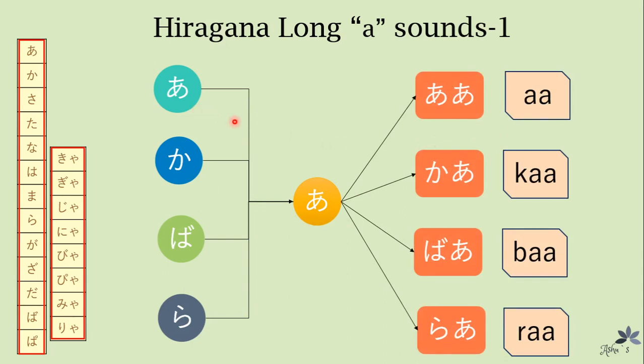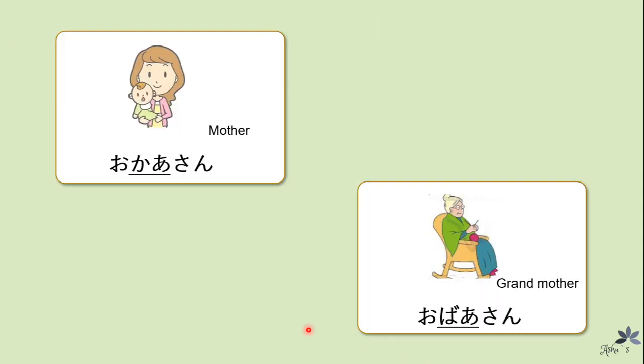When A is added to A, we get A. Ka added to A makes Ka. Ba added to A makes Ba. And Ra added to A makes the long sound Ra. Okay, let's see some examples.